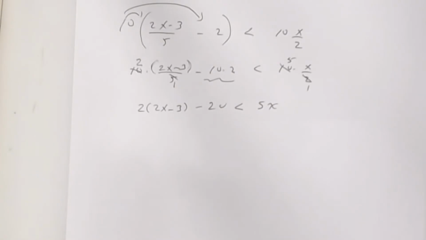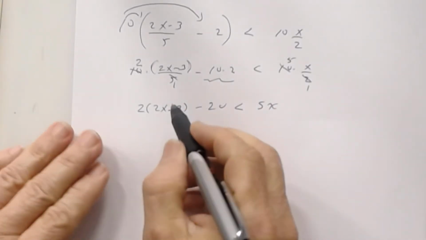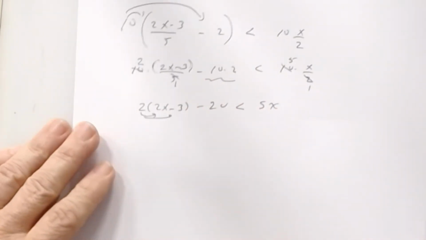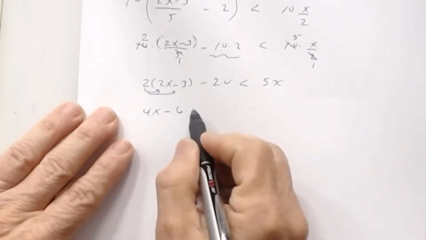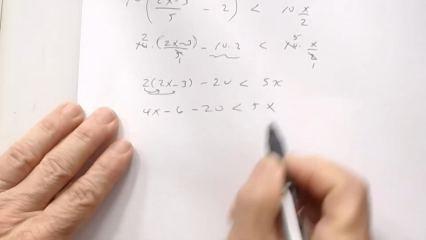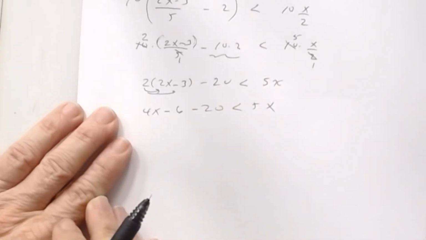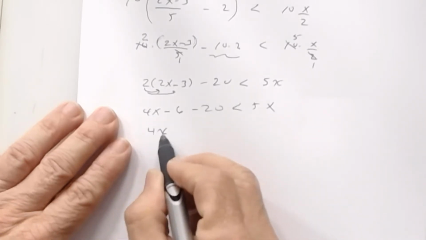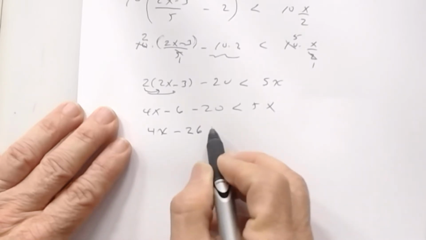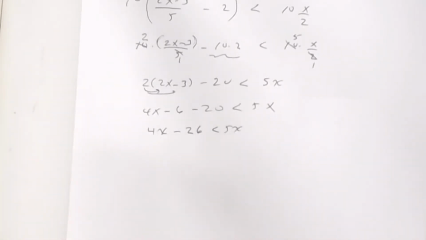So nothing new here in terms of what we've done before. The only difference is that in the past we had equations, now we have inequalities. All right, then what's the next step? Distribute the 2. So I get 4x minus 6 minus 20 is less than 5x. Next step, like terms: 4x minus 26 is less than 5x. All right, so that's where I'm at.